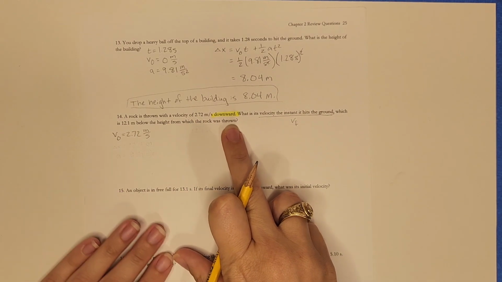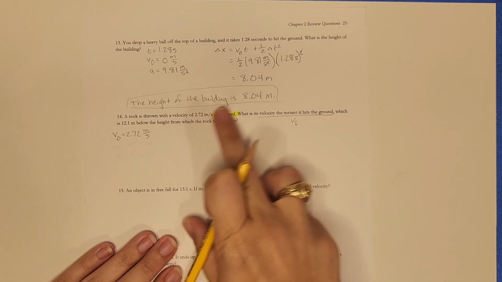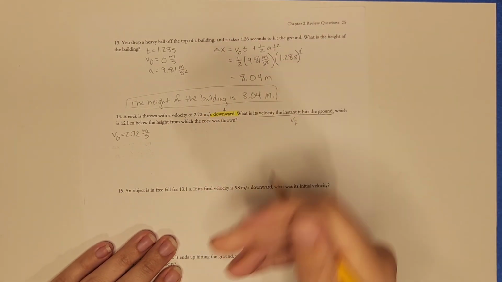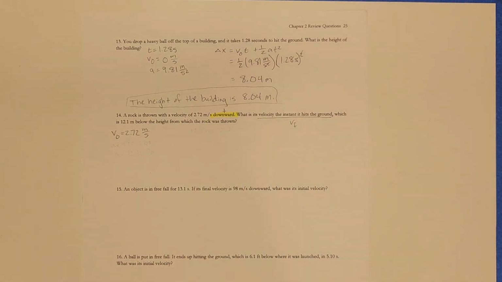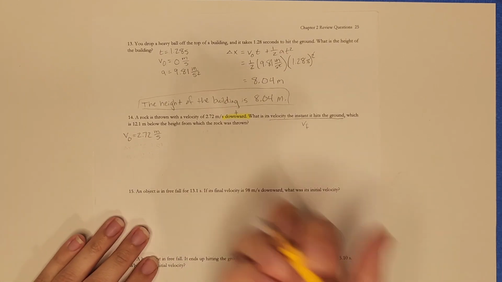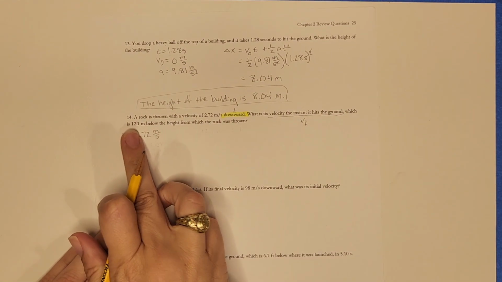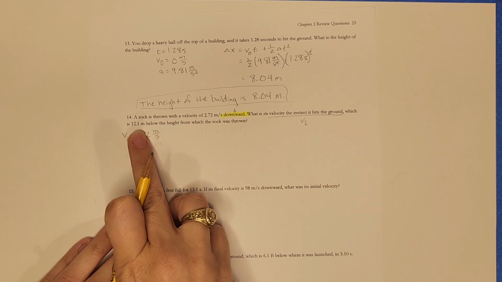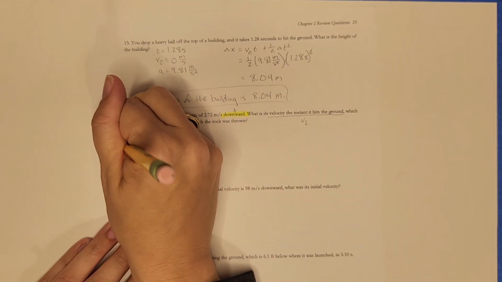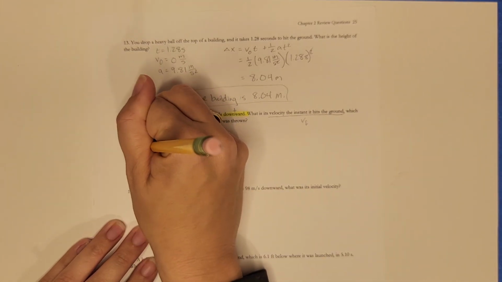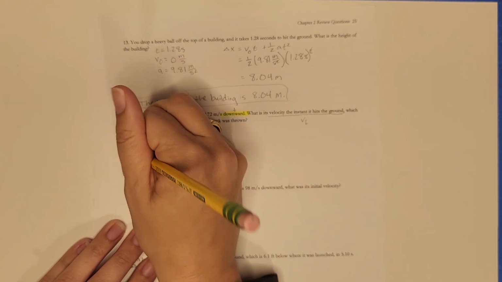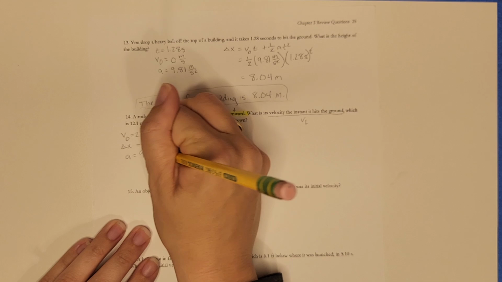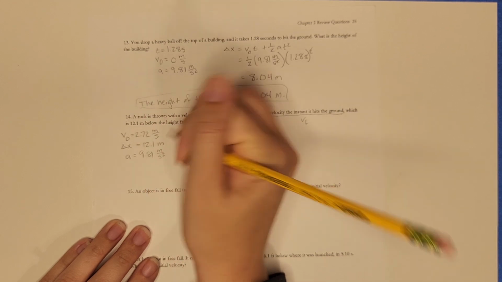Notice I've highlighted downward as a vector quantity. We're going to define downward as positive. This entire thing that's happening, everything's moving down, so it's just easier to say in this case that down is positive. We know that it was thrown from 12.1 meters, so that's our delta x. And of course we know our acceleration, that's gravity, so 9.81 meters per second squared.